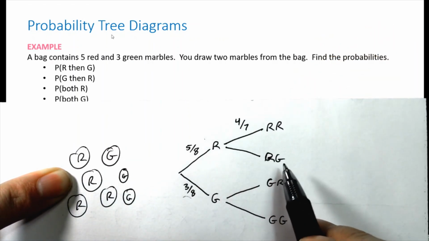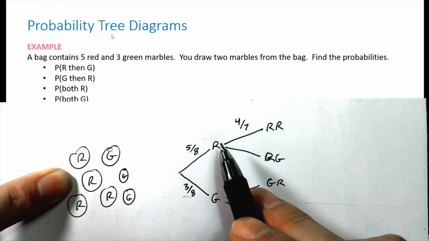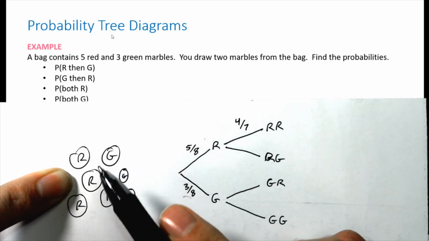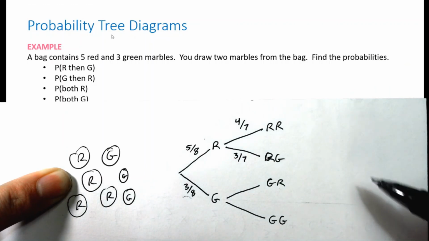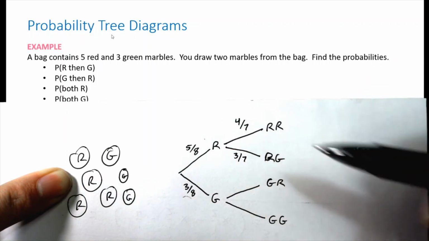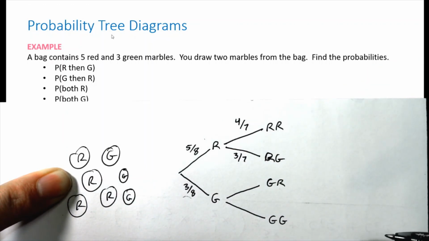And what about this? Here I'm drawing a green next. What's the probability of drawing a green given that the first one was red? Well, there's 3 greens out of 7 possible marbles. Notice again, these add to 1. They will always add to 1.